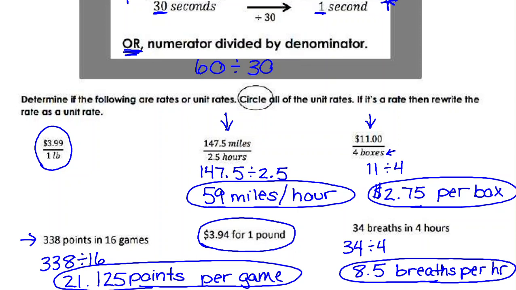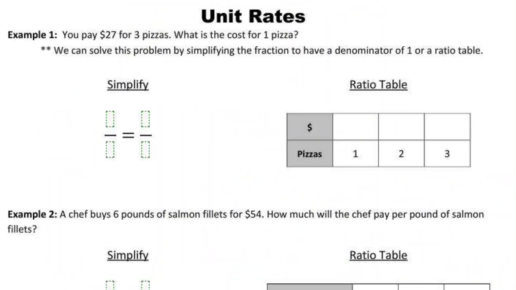All right, so how does this compare to proportions or to ratio tables, which we've also been doing? So example 1, you pay $27 for 3 pizzas. What is the cost for 1 pizza? So we can solve this problem by simplifying the fraction to have a denominator of 1 or by using a ratio table. You could also use this by cross multiplication or the division method, which was what we did on the other side.